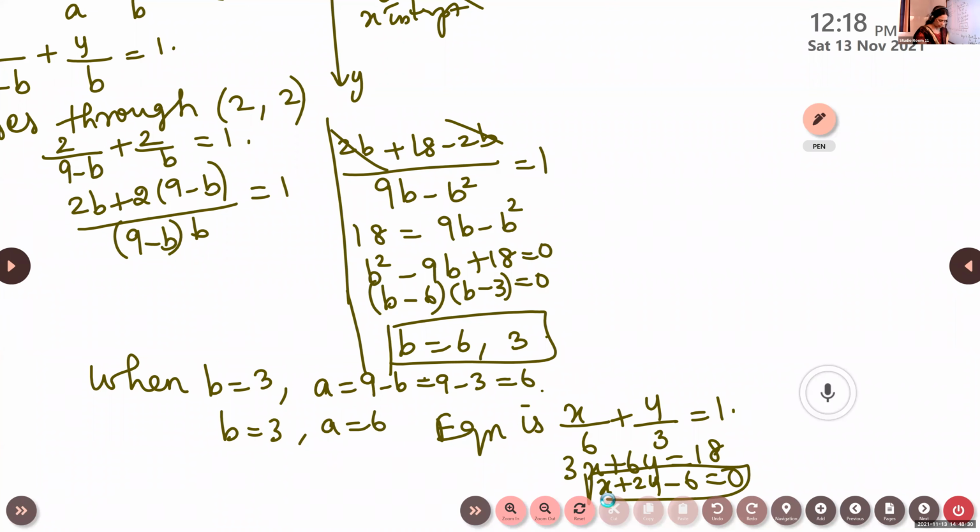What is this second equation? 2x plus y minus 6 is 0. Only the x and y terms are interchanged there, isn't it? Okay. Shall I move on to the next slide?